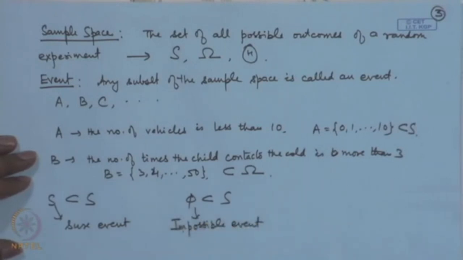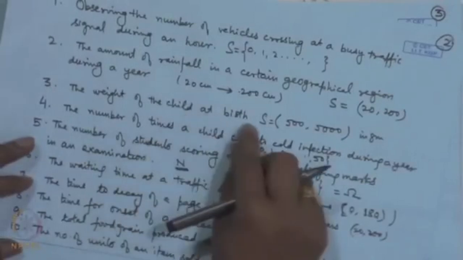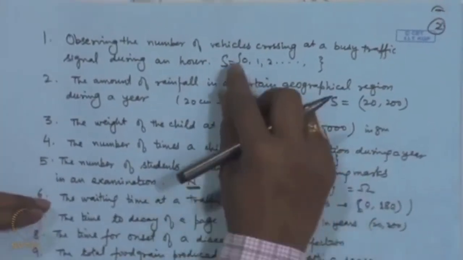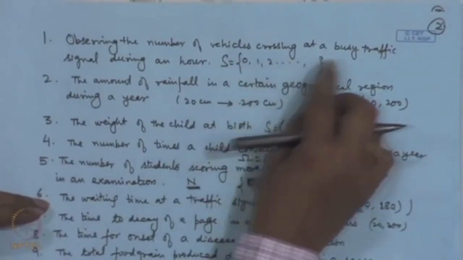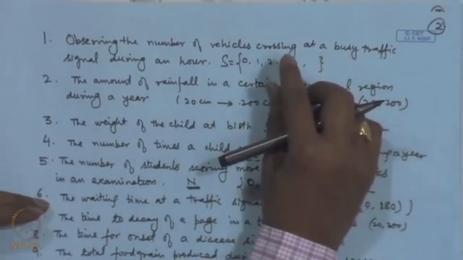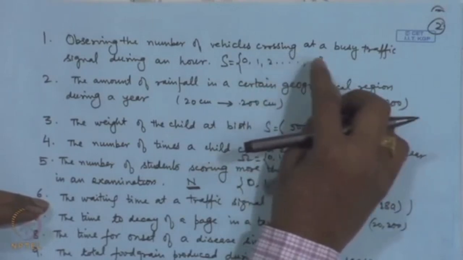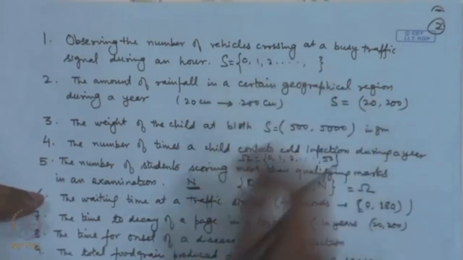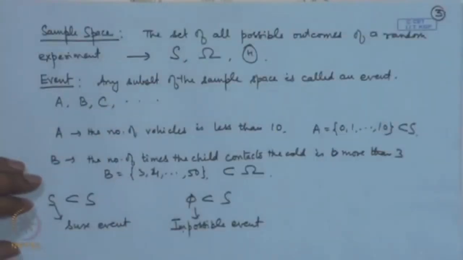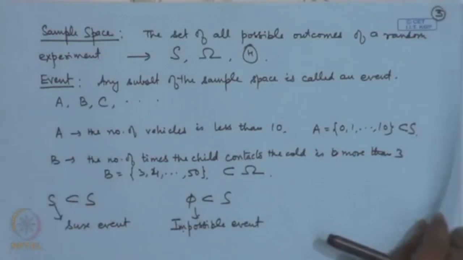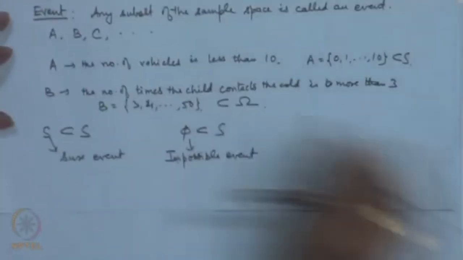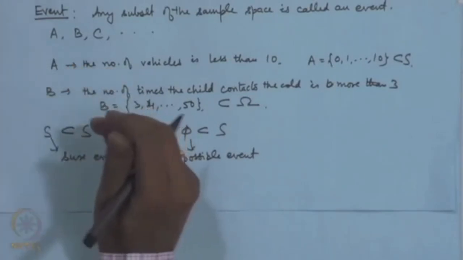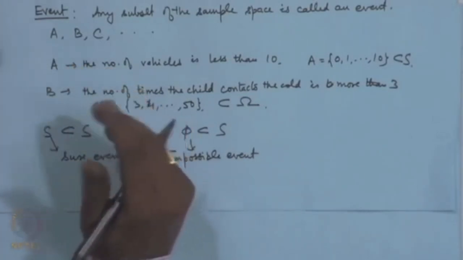For example, if we say that the weight of a child at birth is minus 32, then it is an impossible event. Suppose we say that the number of vehicles crossing at a busy traffic crossing is say 1 million, then this will be an impossible event, because it cannot exceed the total number of vehicles which are available there and so on. Now, when we associate sets with the events, then there are set operations like union, intersection, complementation, etcetera.